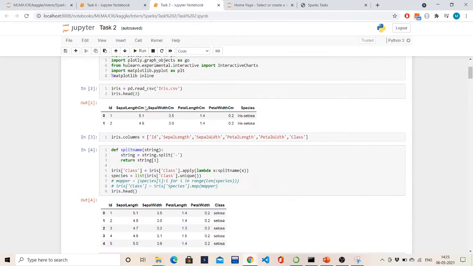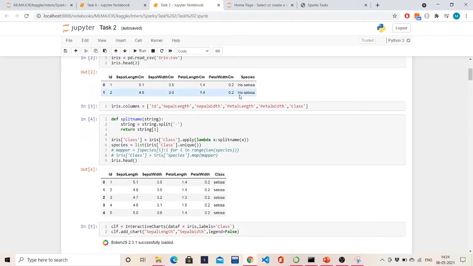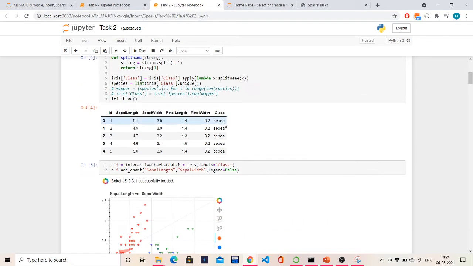Then I just read the CSV file. I just read the first two rows, and it shows me the first two rows here. Then a little bit of modification in the data. Here the dataset name was written as iris, so I removed it so that it is clear for me to get the class name.